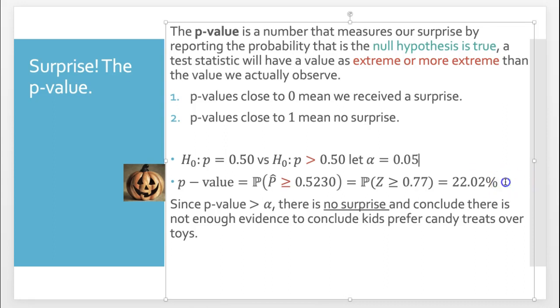So for us, that's pretty likely to observe. In this case, since our p-value of 22% is larger than alpha, which is 5%, there was no surprise here. And we conclude that there's not enough evidence to conclude kids prefer candy treats over toys. So this value would need to be less than 5%, which means something very unlikely to occur. But 22%, that's pretty likely. Meaning that if the true proportion is 50%, this sample proportion is pretty likely to be observed. So no surprise here.